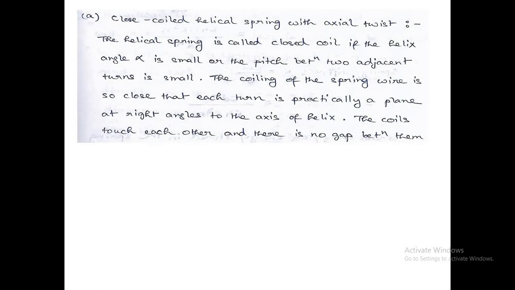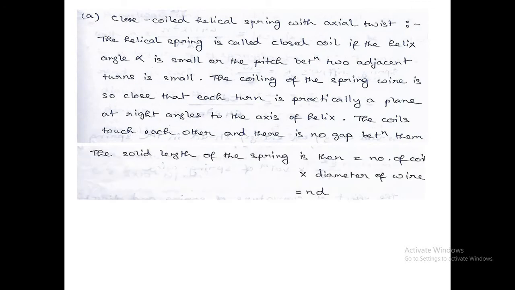It can be further divided into A, closed coil helical spring with axial twist. Let's see what it is. The helical spring is called closed coil if the helix angle alpha is small or the pitch between two adjacent turns is small. The coiling of the spring wire is so close that each turn is practically a plane at right angles to the axis of the helix. The coils touch each other and there is no gap between them. The solid length of the spring is then equal to the number of coils into the diameter of wire, which is N into D.